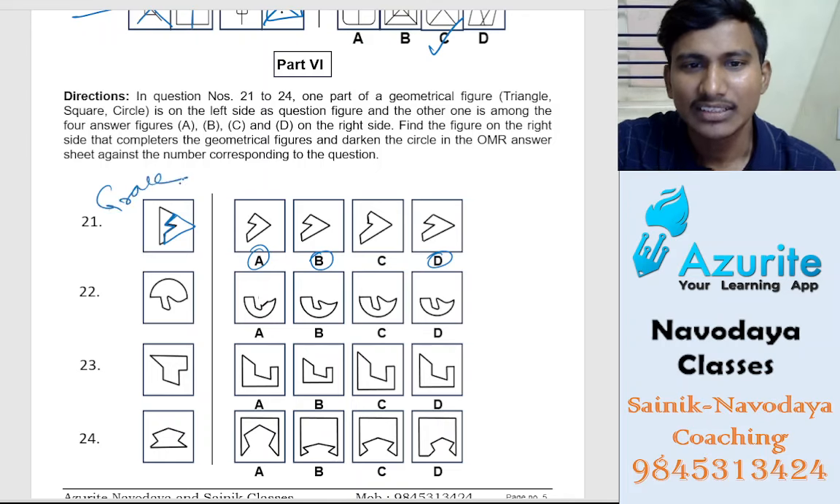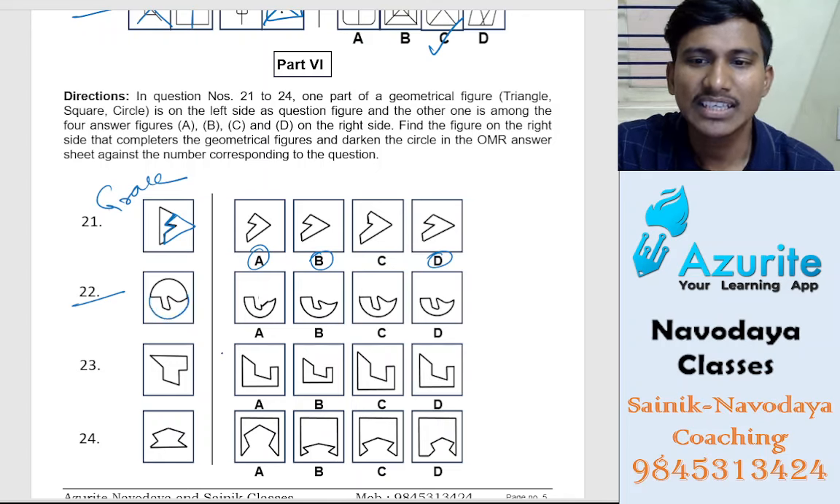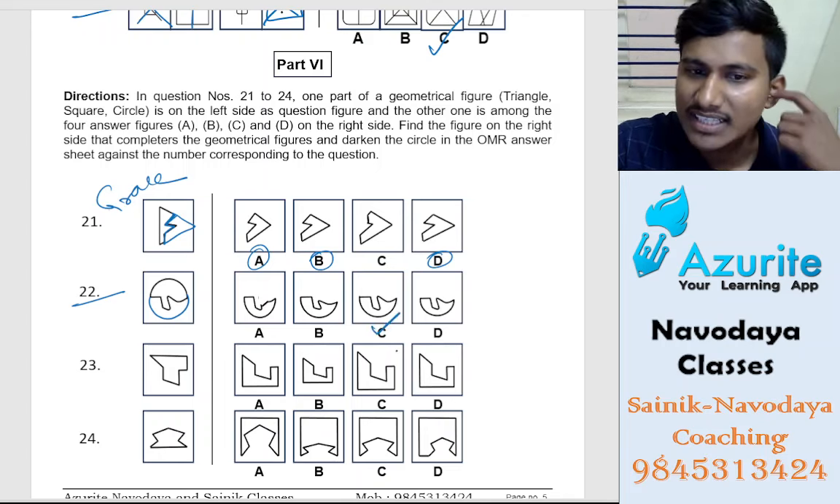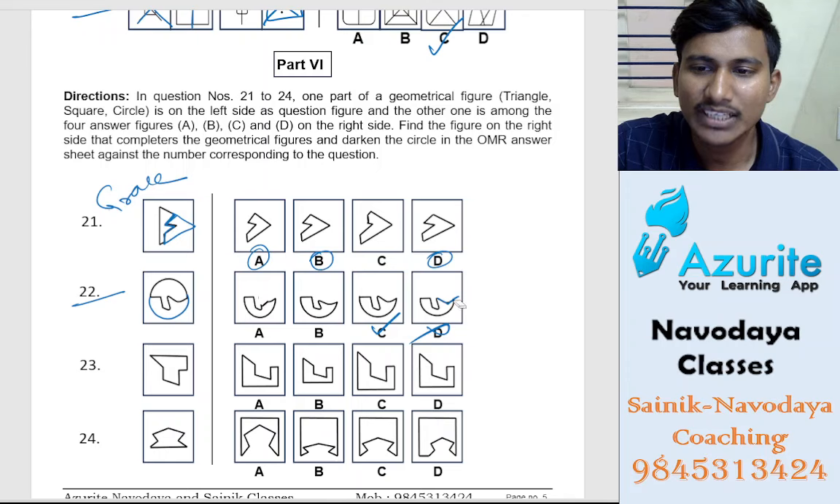Okay. Next 22. If you see, this is a circle, you have to complete the circle. So if you see, answer is option C here. Okay. Answer is option C here. Understand? Not D. Don't be confused. It is like this, but it is upside, right? So that is why not D.